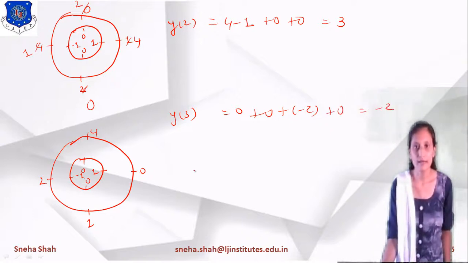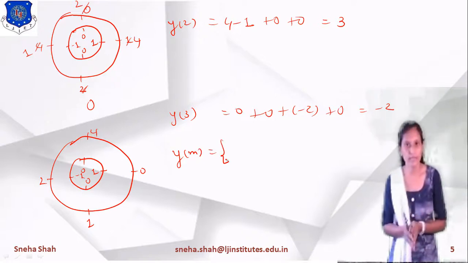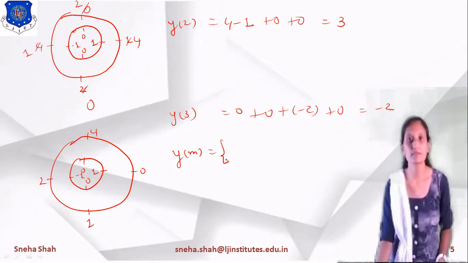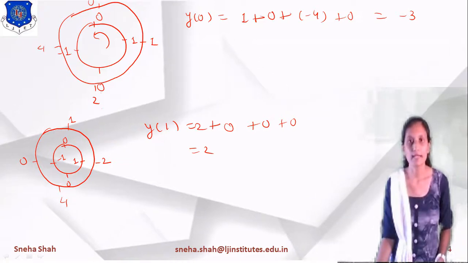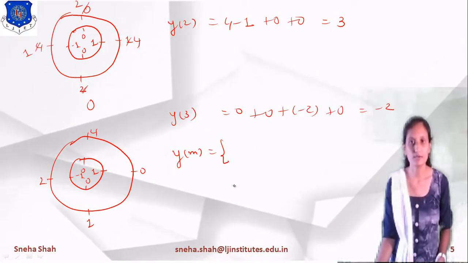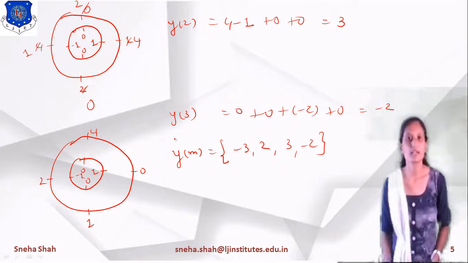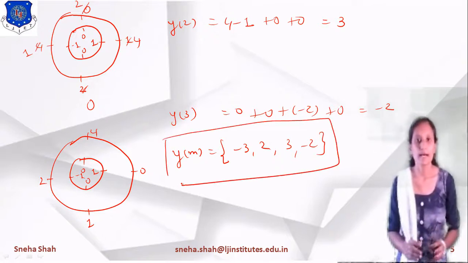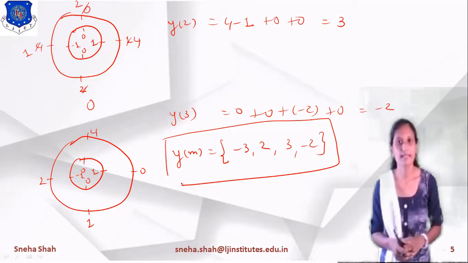Now if I want to write down the final answer of the convolution, it will be represented as y of n. What is the value of y of n? The first term is y of 0, so its value equals minus 3, the next term is 2, then the next term is 3, and the last term is minus 2, right? So y of n is minus 3, 2, 3, minus 2. This is your final answer of circular convolution. Now we will derive the same answer using two other different techniques.